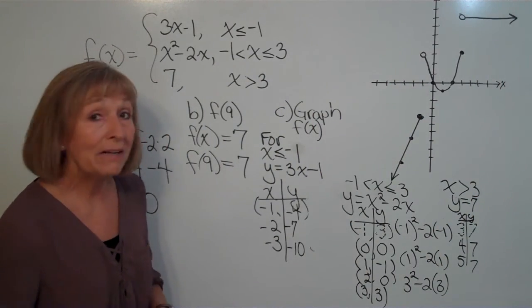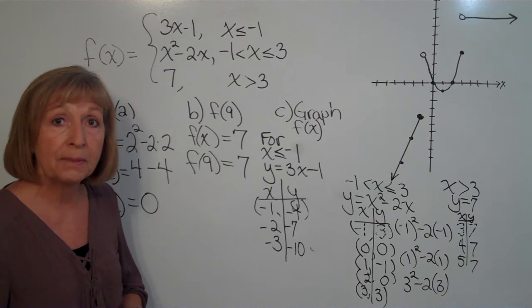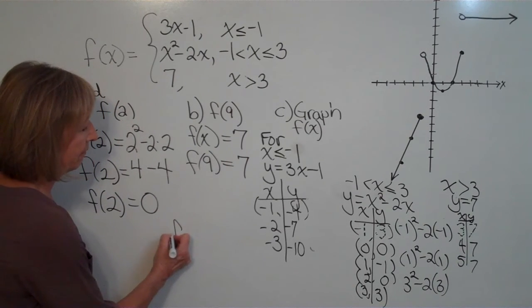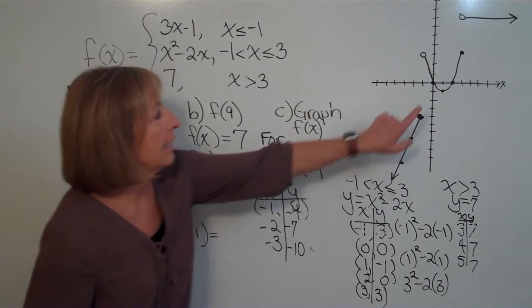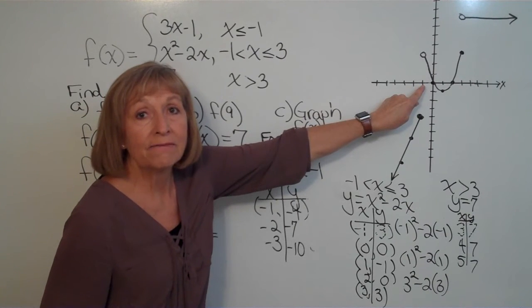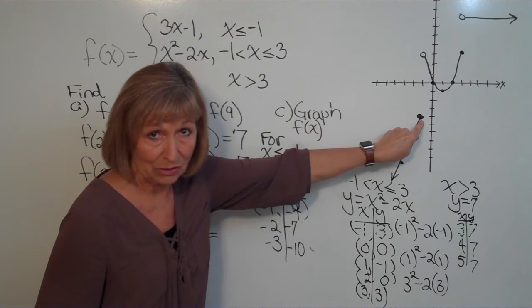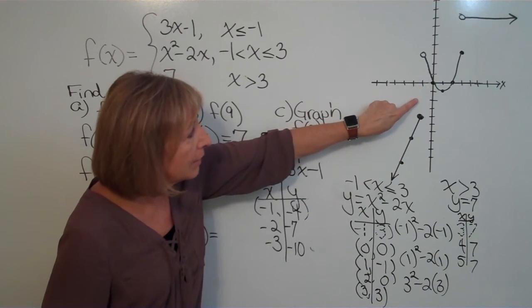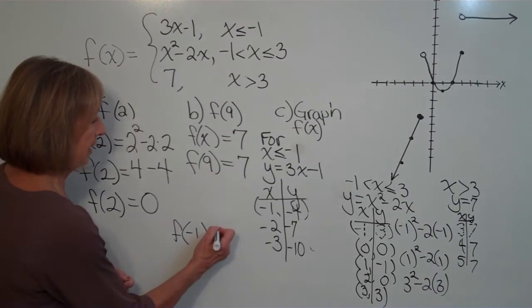If they asked me to find f of negative 1, I didn't have it as one of our options, but it's a good thing to discuss and just make sure we see it. If they asked me to find f of negative 1, I can look over here and realize that my value that's valid when x is negative 1 is the filled in dot, not the open circle. So f of negative 1 gives me an output that is negative 1, negative 2, negative 3, and negative 4. So f of negative 1 is negative 4.